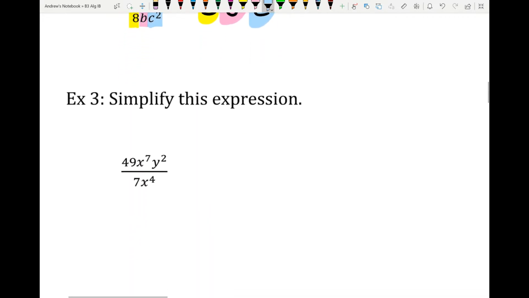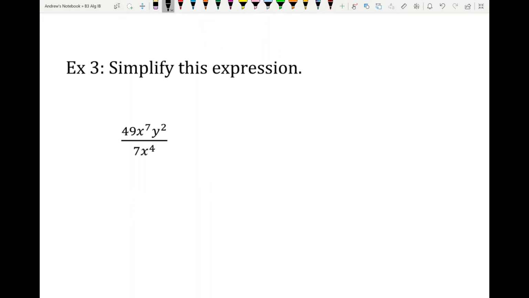If you haven't paused and tried one on your own yet, this is not a bad one to do. We've got 49x to the 7th y squared divided by 7x to the 4th. Again, taking the pieces that go together. 49 divided by 7 is 7. We've got x to the 7th divided by x to the 4th. So when I subtract those exponents, it's going to be x to the 3rd. Last but not least, we've got a y squared, and we didn't divide it by anything. So that's okay. We just bring it along. Nothing changed. This is y squared.